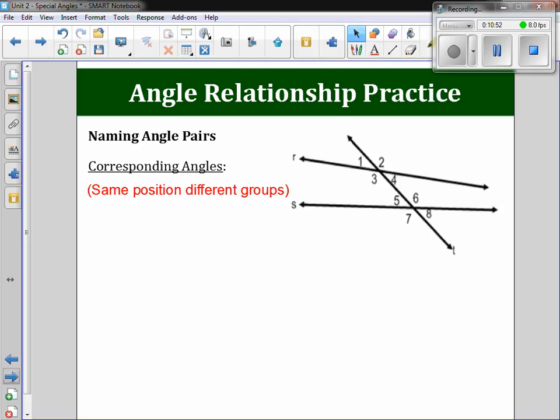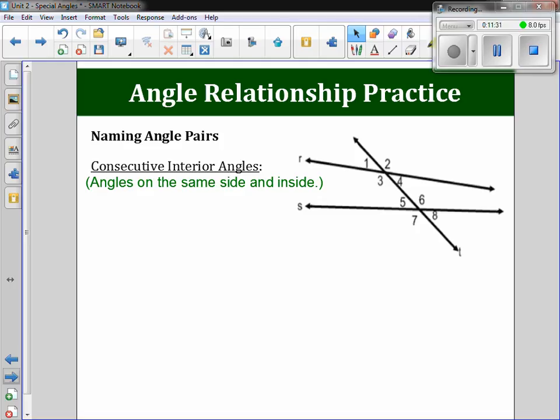Pause the video and find all corresponding angles. Remember that I can make two groups and position those groups on top of one another, and so I would place those numbers together. 1 and 5, 3 and 7, 2 and 6, 4 and 8 are corresponding angles.